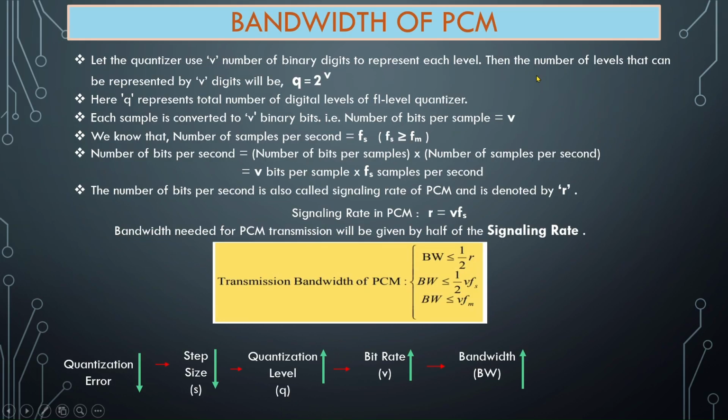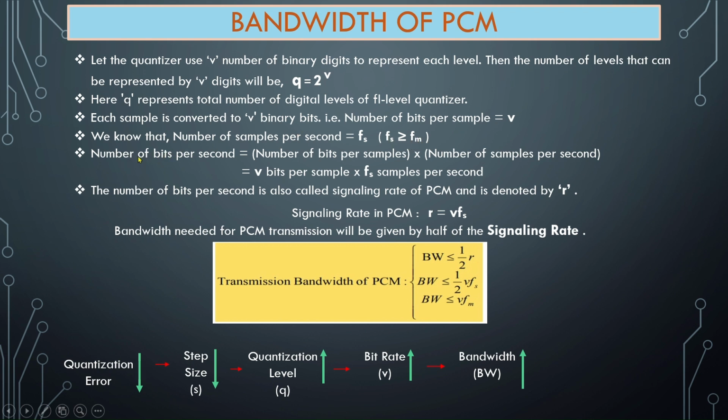Now bandwidth of PCM. Let the quantizer use v number of binary digits to represent each level. Then the number of levels that can be represented by v digits will be q equal to 2 to the power v. Here q represents the total number of digital levels of a q-level quantizer. Each sample is converted to v binary bits, that is, number of bits per sample is equal to v. We know that the number of samples per second is fs, where fs is greater than or equal to the maximum frequency of the input signal.